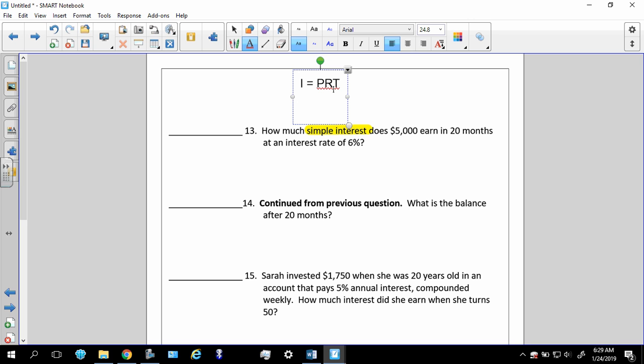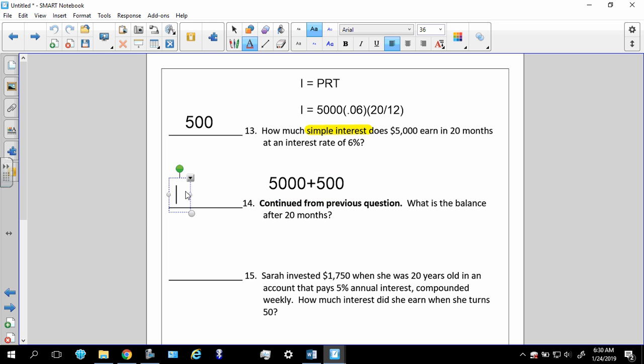So that means it's going to be I is equal to $5,000, parenthesis, 6%, 0.06, close parenthesis. Oh my goodness, there's 20 months here. I cannot put a 20, I got to do 20 divided by 12. And so when I do that, I get an answer of $500. Now remember, this is the interest. So continued from the previous question, what was the balance? Well, I started with $5,000 and I gained $500. So the balance was 5,500.